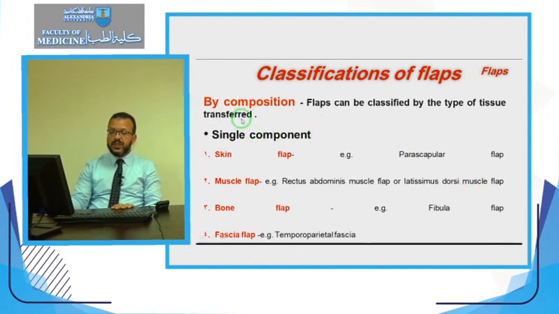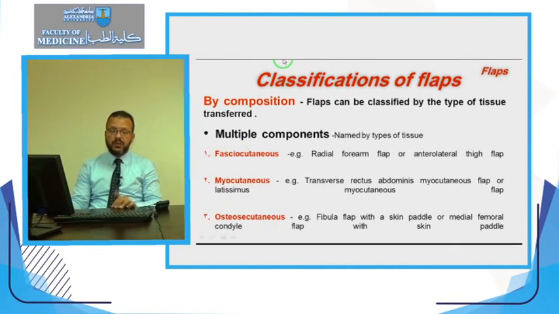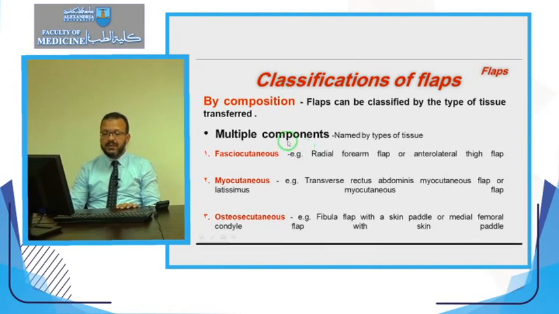So by composition, these flaps can be of a single component, like skin flaps, muscle flaps, bone flaps, and fascia flaps. This means that we can harvest these tissues as a flap. If it is a single component, it's called skin flap or muscle flap and so on. Sometimes, like we said before, in the groin flap, it has multiple components, and it is easier for the flap to have multiple components than the graft because it has its blood supply.